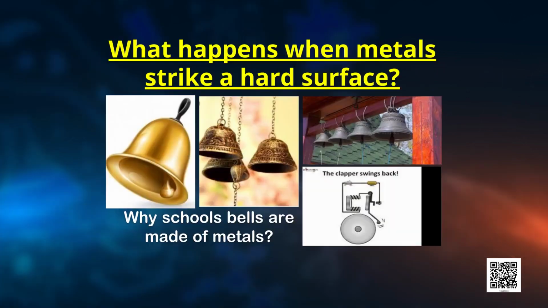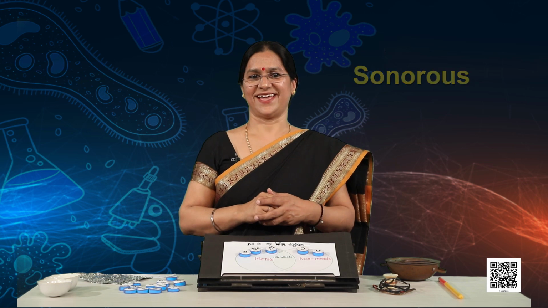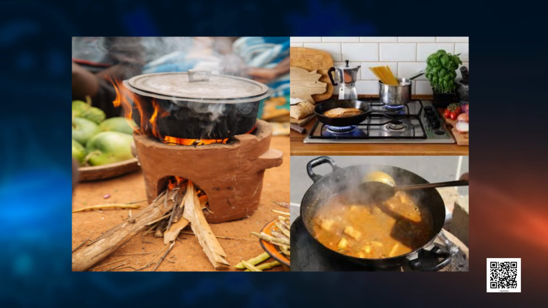Now, coming to quiz question 4. Have you heard this ringing sound of bell in school? Which is the property of metal I am talking about here? Absolutely correct. It is sonorous. And now, quiz question number 5. Look at this picture on your screen. Cooking vessels are made of metals. Do you know why? Yes, guess? Of course, you are correct. They are good conductors of heat and have high melting point.